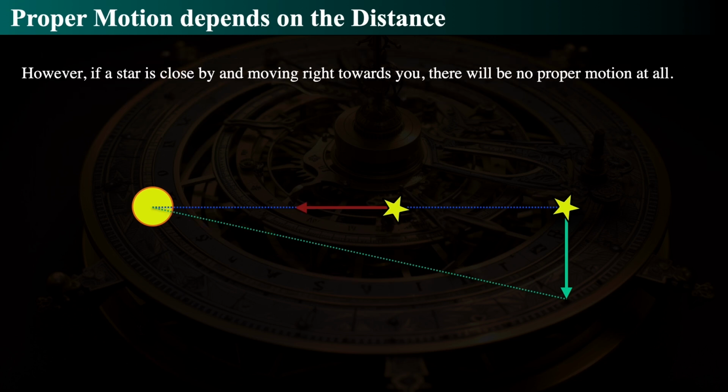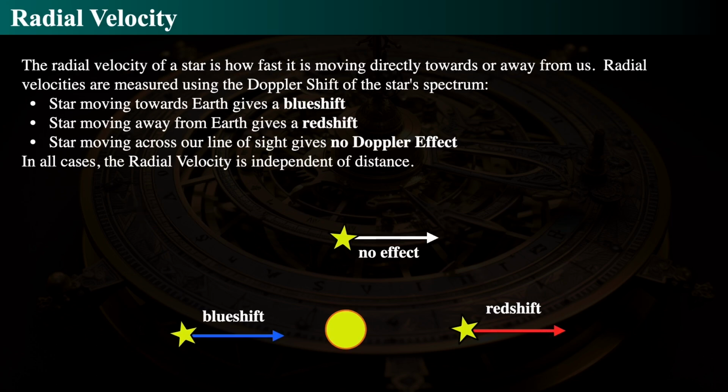But let's say the red star is moving at the same speed as the green star, but directly towards us. We're not going to see any proper motion at all. That'll be kind of weird, but it has the same speed as the other one, and it's moving towards us, so no proper motion.